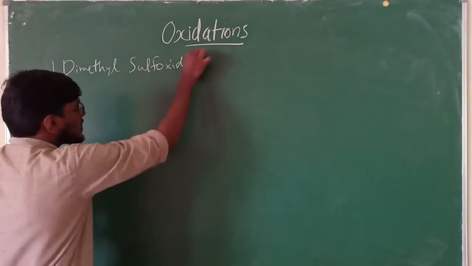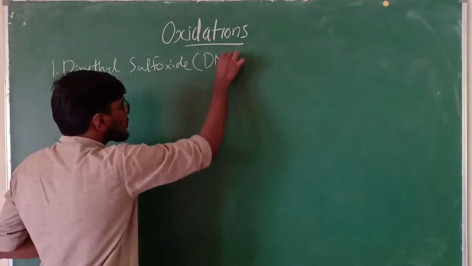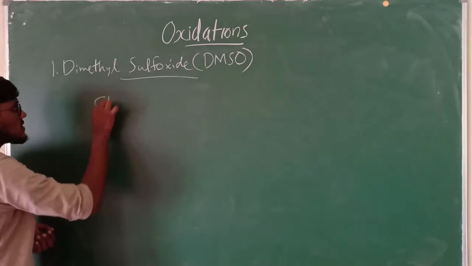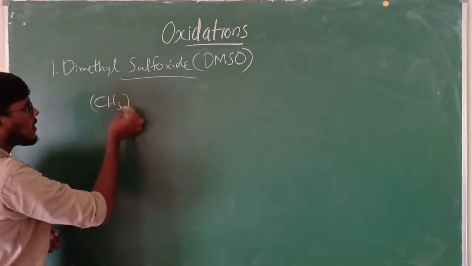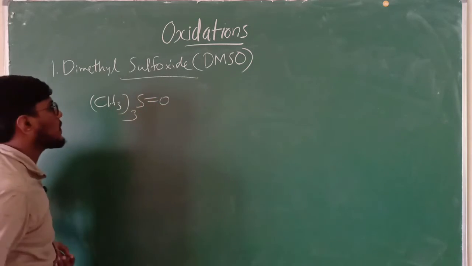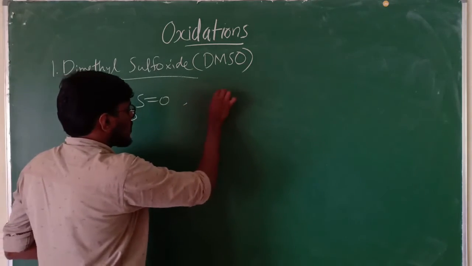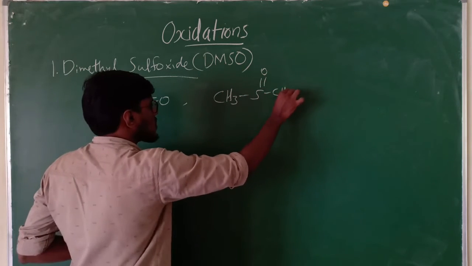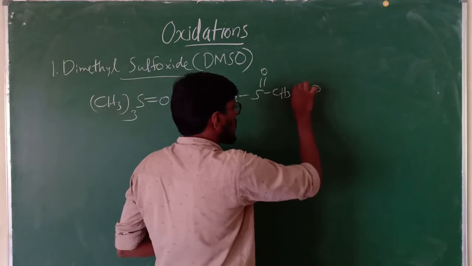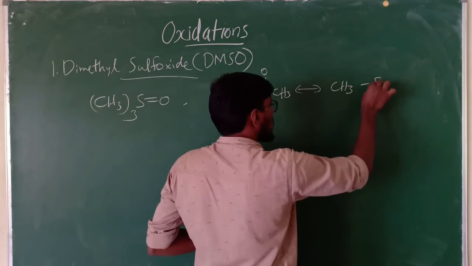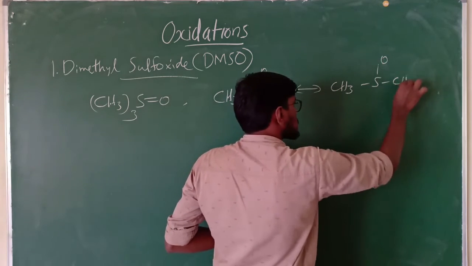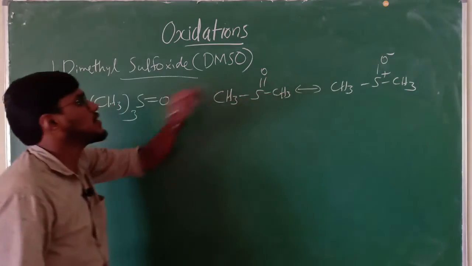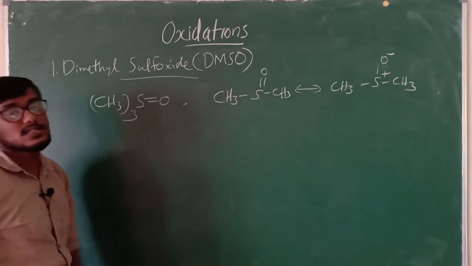Okay, you can abbreviate it as DMSO. The structure of this DMSO is like this: dimethyl sulfoxide, or CH3 S double bond O CH3, these are equivalent, and it may be like this: CH3 S plus O minus CH3. Okay, this is DMSO or dimethyl sulfoxide.